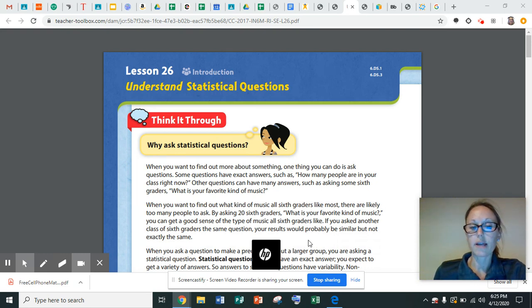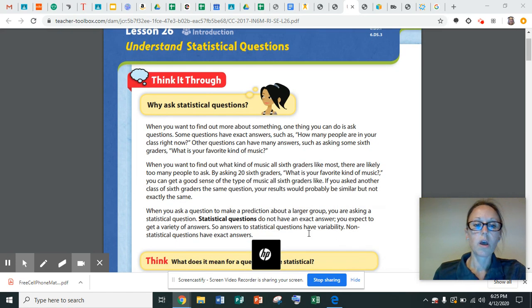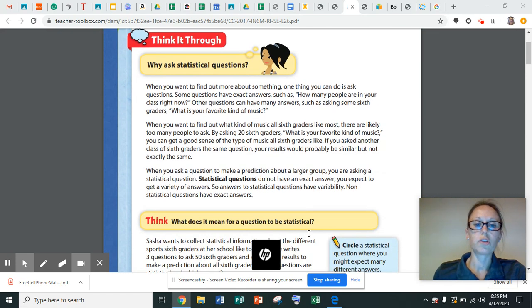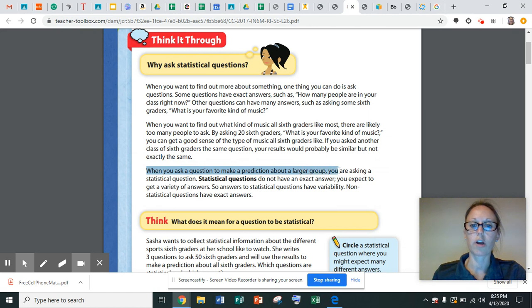If you asked another class of sixth graders the same question, your results would probably be similar, but not exactly the same. When you ask a question to make a prediction about a larger group, you are asking a statistical question. So again, when you ask a question to make a prediction about a larger group, you are asking a statistical question.